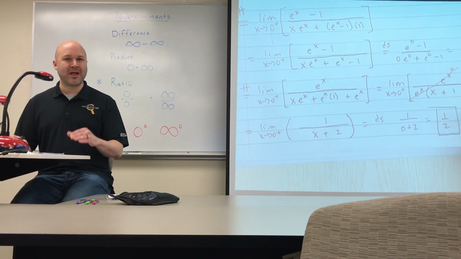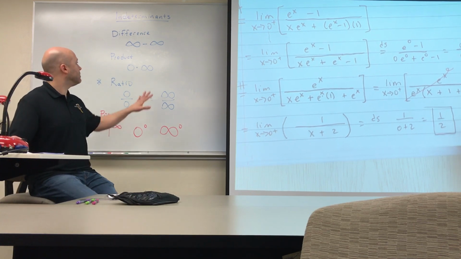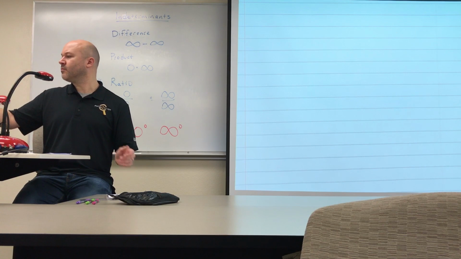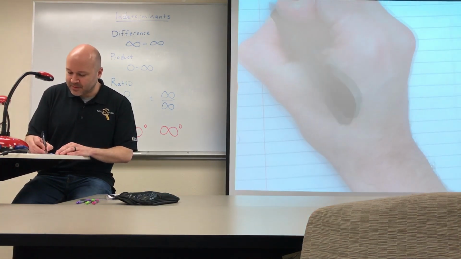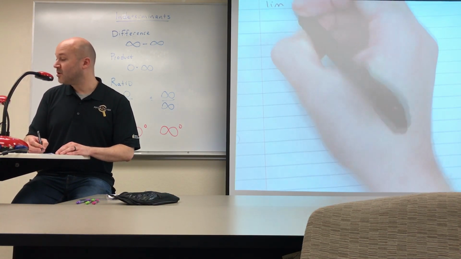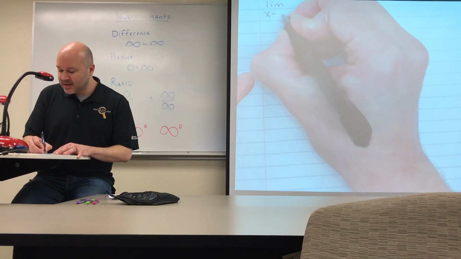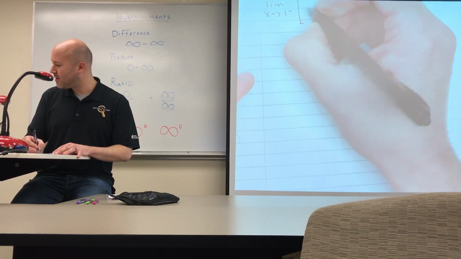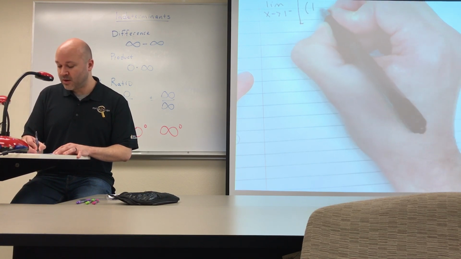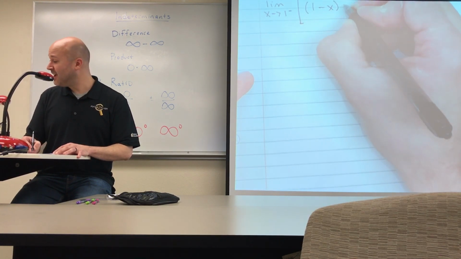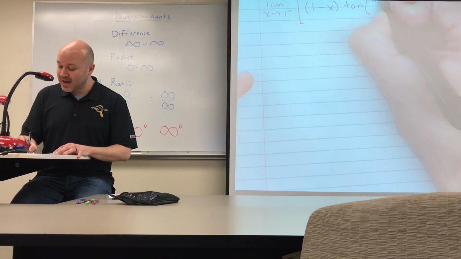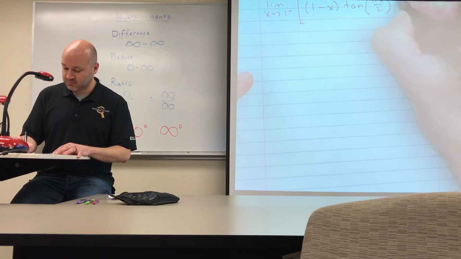Let's do one more example. I have not done a product yet, so let's see what happens with that. All right, let's evaluate the limit as x approaches 1 from the left of the product 1 minus x and tangent of pi x over 2.